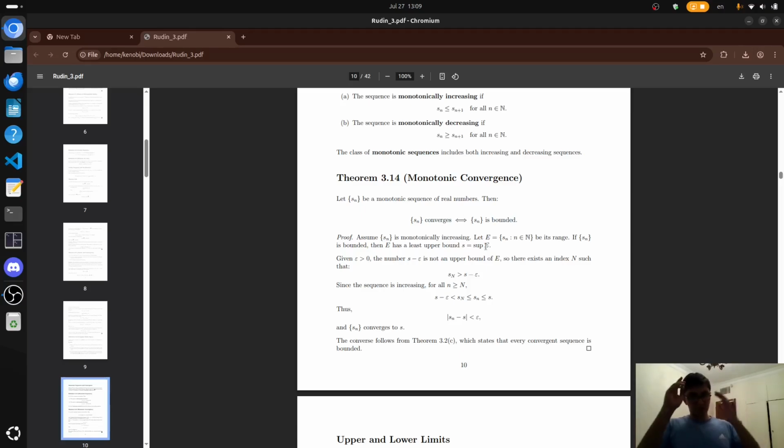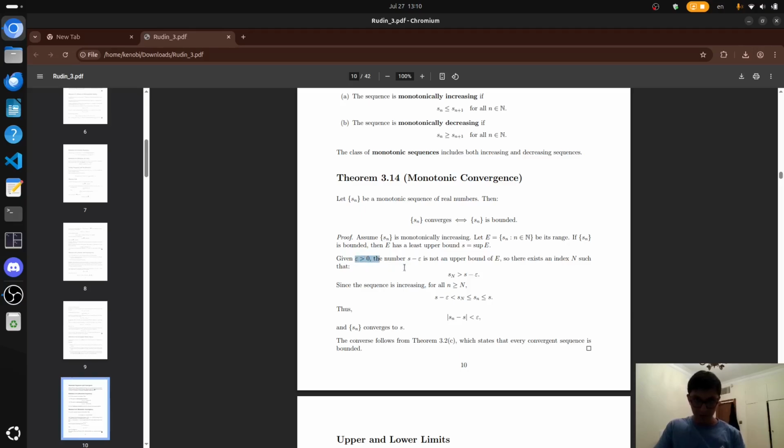So assume s of n is monotonically increasing. The strategy here is to find a supremum. We know that if it's monotonically increasing and bounded, then we have a least upper bound, and we want to use that as a limit point. We show that using that limit point, we can get to the definition of a limit, because it's very similar to taking neighborhoods to be less than or equal to something very small for both cases, and relating them to each other.